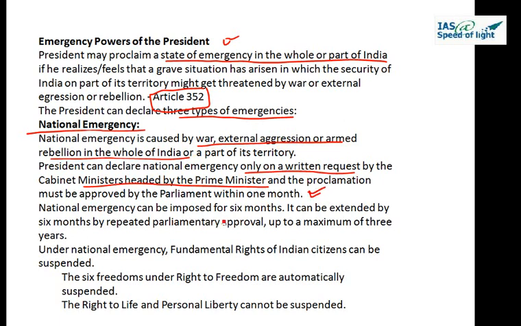A national emergency can be imposed for 6 months, and it can also be extended by 6 months by repeated parliamentary approval, up to a maximum of 3 years. And we have seen when we were studying the fundamental rights, under national emergency, the 6 freedoms under the right to freedom are automatically suspended, but the right to life and personal liberty cannot be suspended.